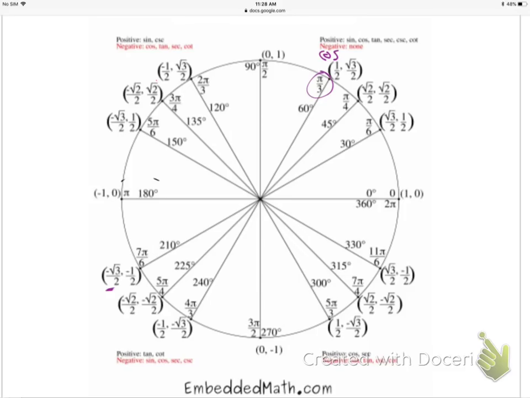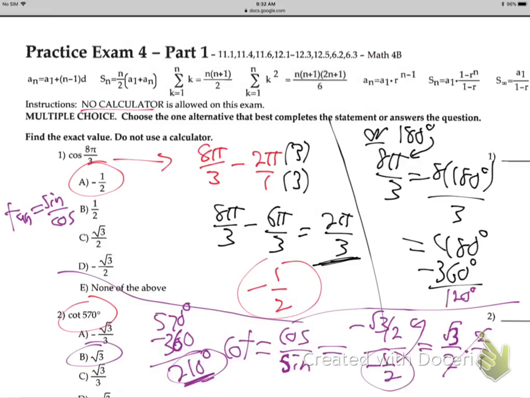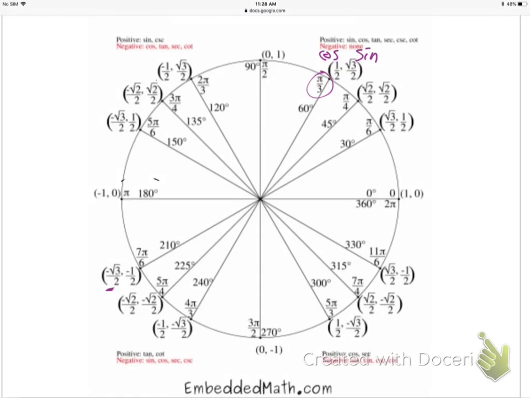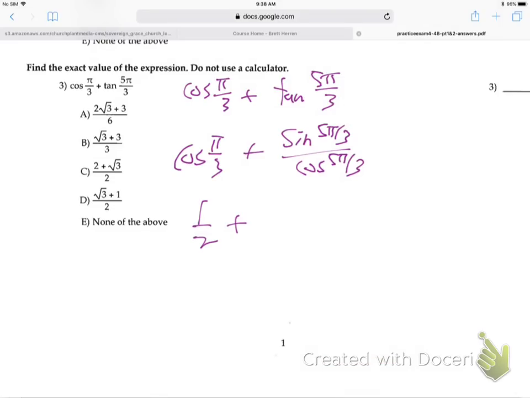Again, the first one, x is cosine, y is sine, right? So cosine's a half. And then sine of 5 pi over 3 is here. So cosine's a half, sine's negative root 3 over 2. Cosine on the bottom's a half, sine on the top is negative root 3 over 2. We good to there? Sine over cosine. Good to there.